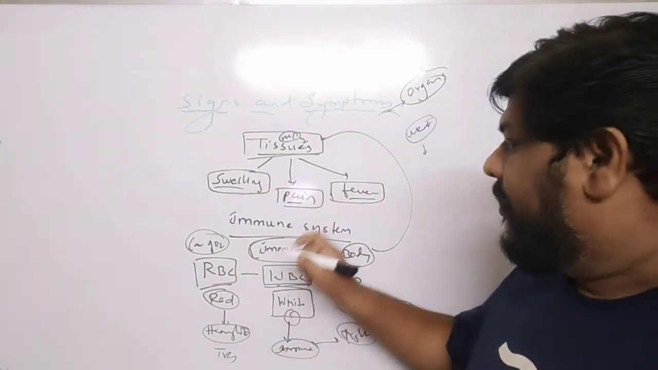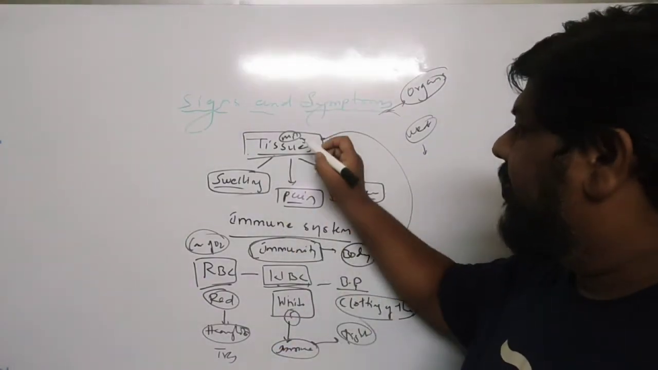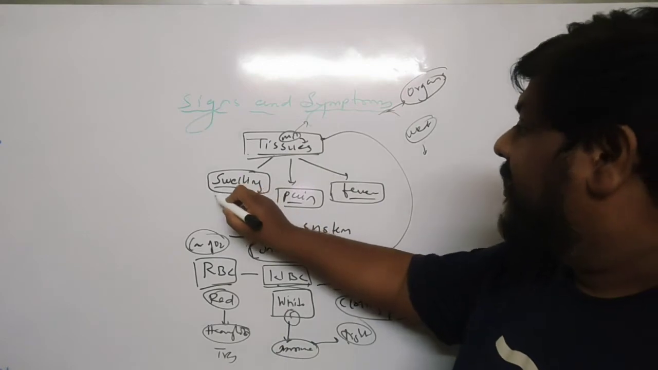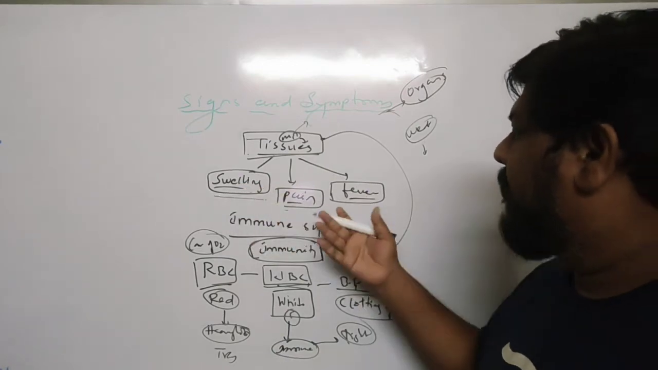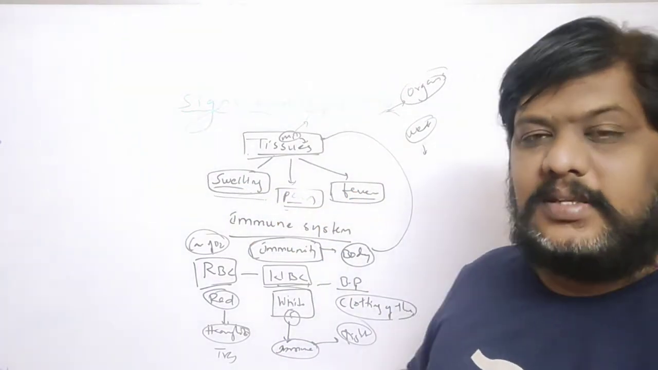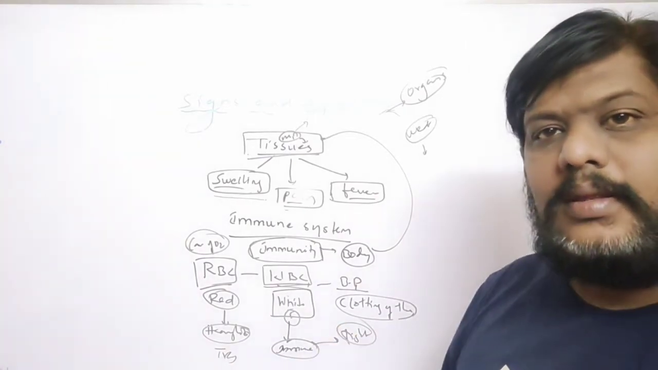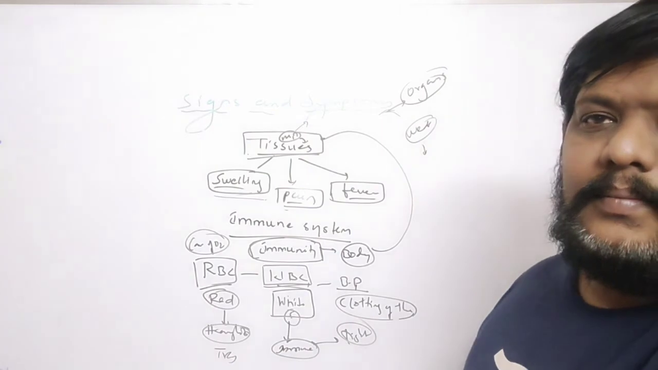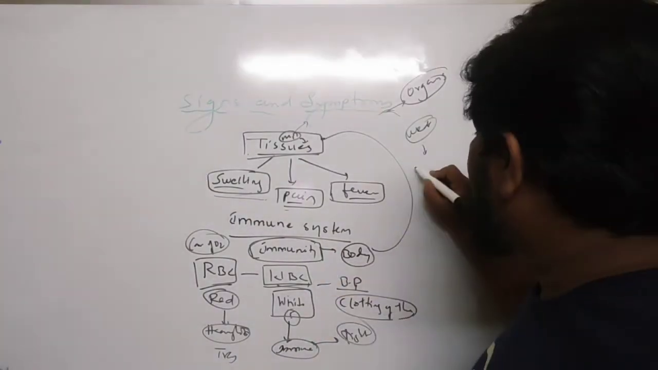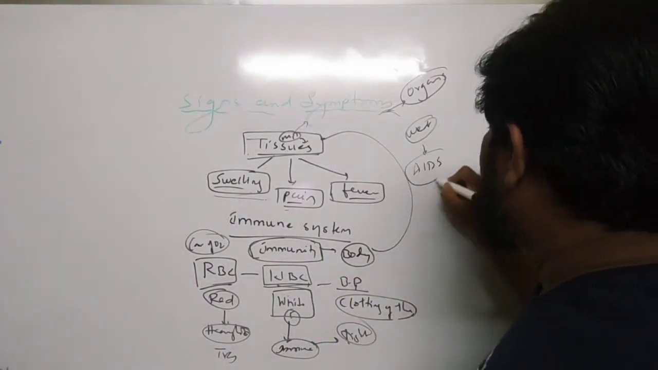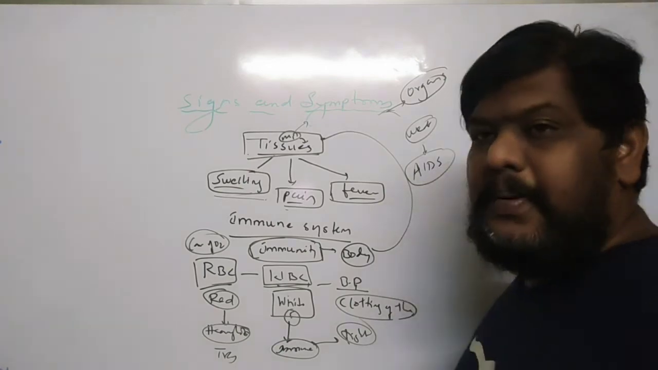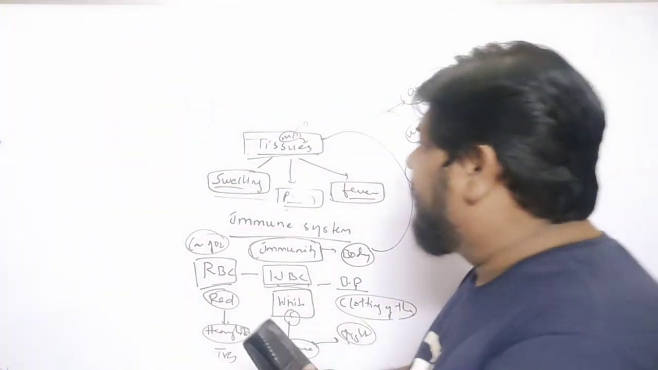So if you have the immunity, then your WBC will fight with the disease causing microorganisms, and that may cause swelling, pain, or fever, and the other different kinds of symptoms you can see, because your body is fighting with those microorganisms. Okay, children. Now, what if a person is infected with AIDS? We will see that now.